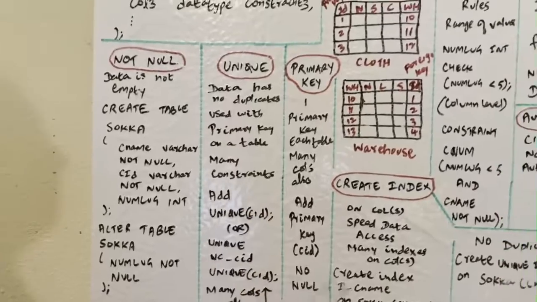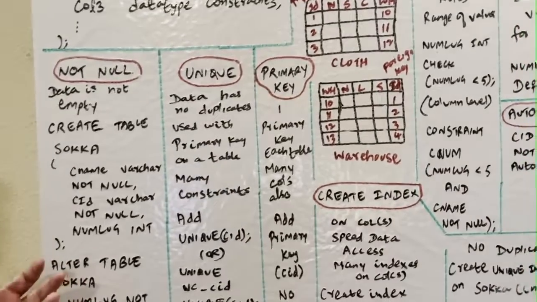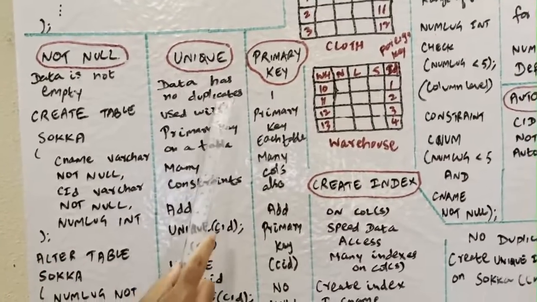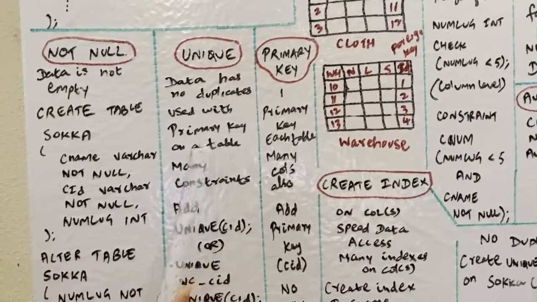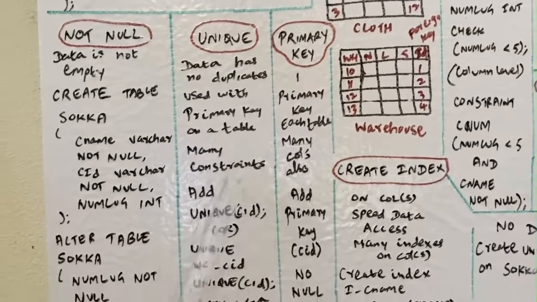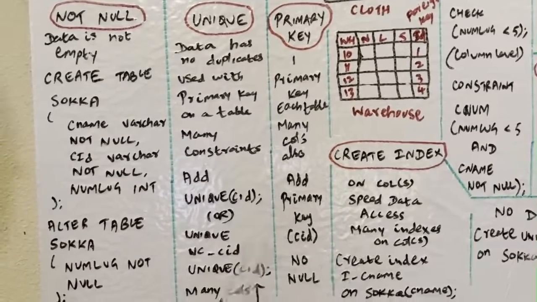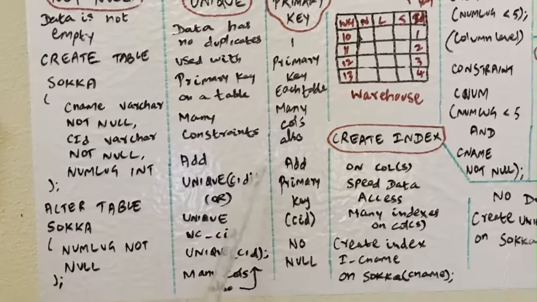Unique constraint. Data has to be unique. We cannot put duplicate values there. Data has no duplicates. Used with the primary key on a table. Many constraints can be put on a table. Many columns can be put on the same constraint name.